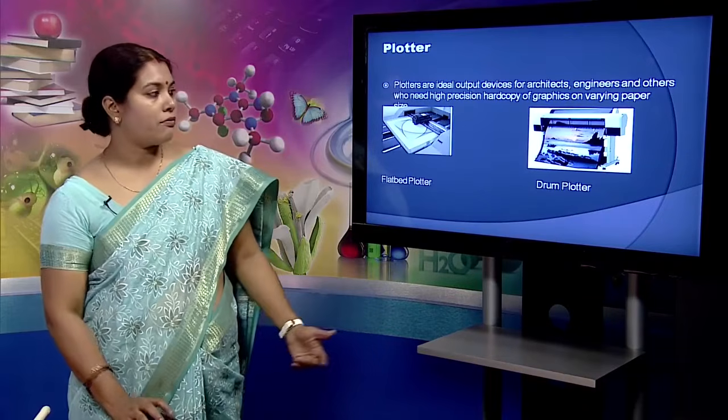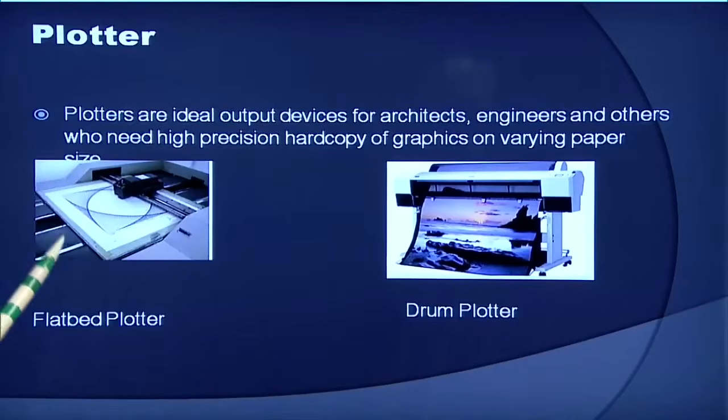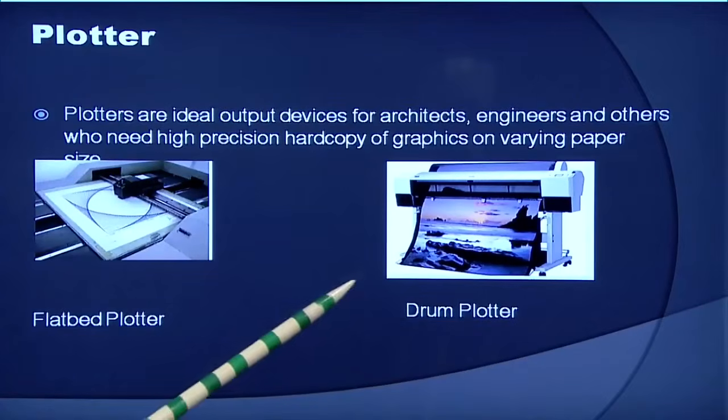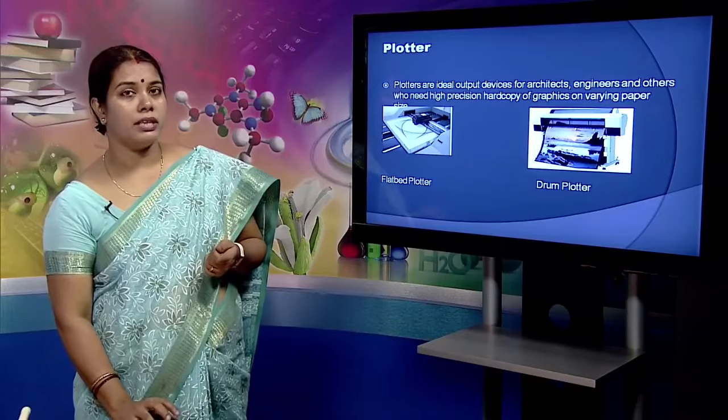There are two categories of plotters, flatbed plotters and drum plotters. You can see the diagram. Flatbed plotters are meant to be kept on a table with a restriction on paper size, and drum plotters are of big size, using rolls of paper of unlimited length.